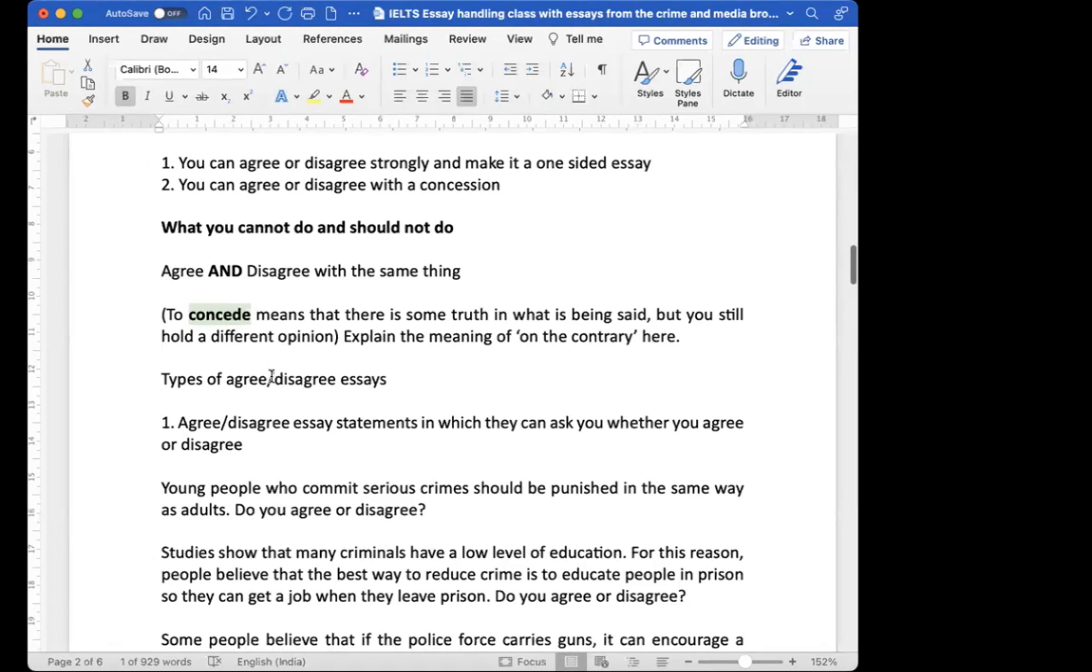Now here I'm going to tell you something very important: on the contrary. Many students use this word, on the contrary, in the essays or even in the graphs. You know what is the meaning of on the contrary? Opposite. No. Contradictory.